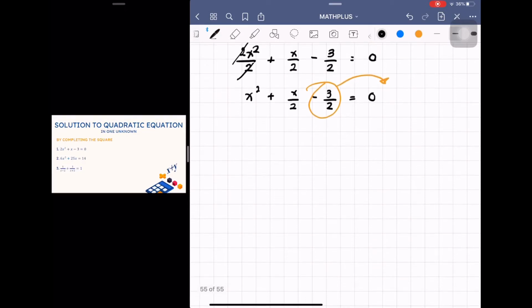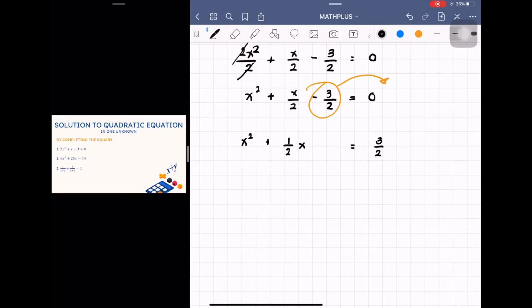You will have x squared plus, let me write this as 1/2 x. That means I separated the numerical coefficient from the literal coefficient. I'll leave a space after that. That would be equivalent to positive 3 halves. Okay, this is where completing the square enters.